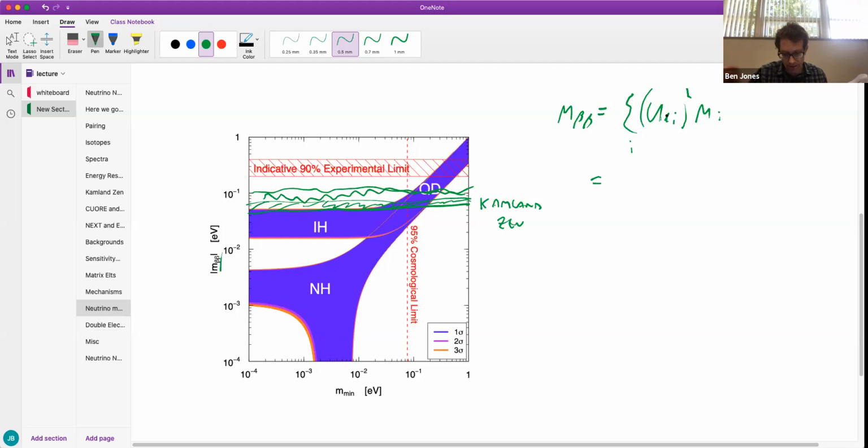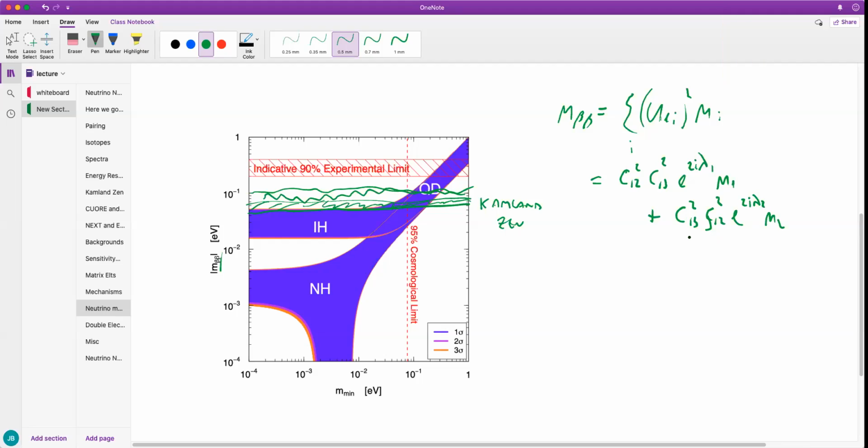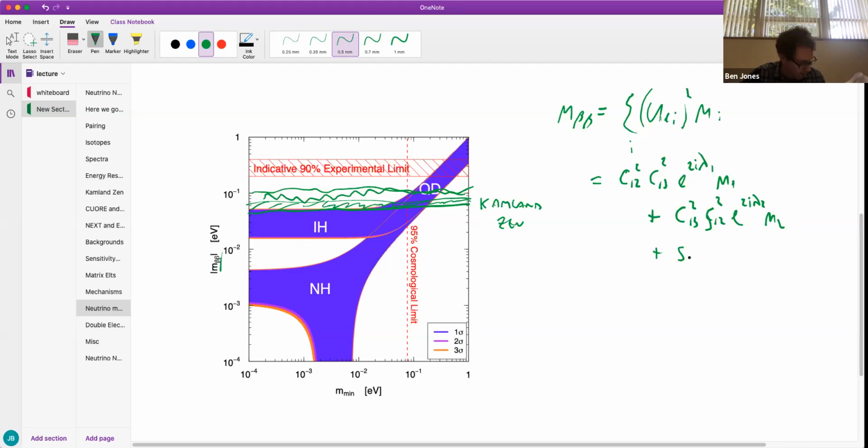If you put in those matrix elements and evaluate what form this actually has, it's cos θ12 squared, cos θ13 squared m1, and then it depends on the Majorana phases as well, which are not observable in neutrino oscillations, but they're there in the PMNS matrix. Plus cos θ13 squared sin θ12 squared e^(2iλ2) m2, plus sin θ13 squared e^(2iλ3) m3. I forgot about the Majorana phases. So this is what it looks like when you just expand out all of the parameters that are in this matrix and put it in.